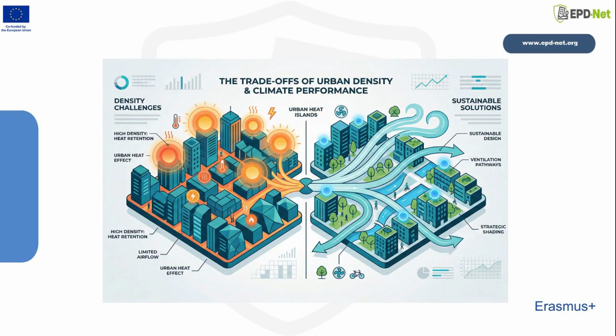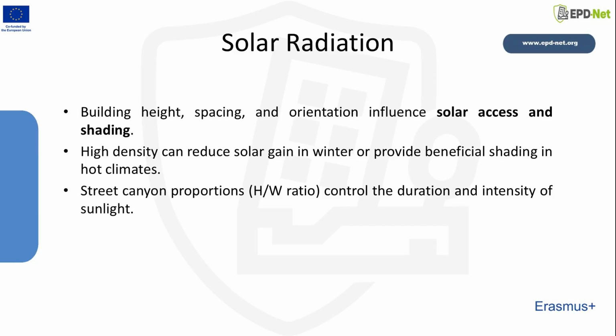climatic regulator. Solar radiation is one of the most critical climate variables affected by urban density. Building height, spacing, and orientation directly influence solar access and shading patterns. The arrangement of buildings determines how much direct sunlight reaches facades, streets, and open spaces throughout the day and across seasons. In high-density environments, solar gain may be reduced during winter, potentially increasing heating demand in colder climates.